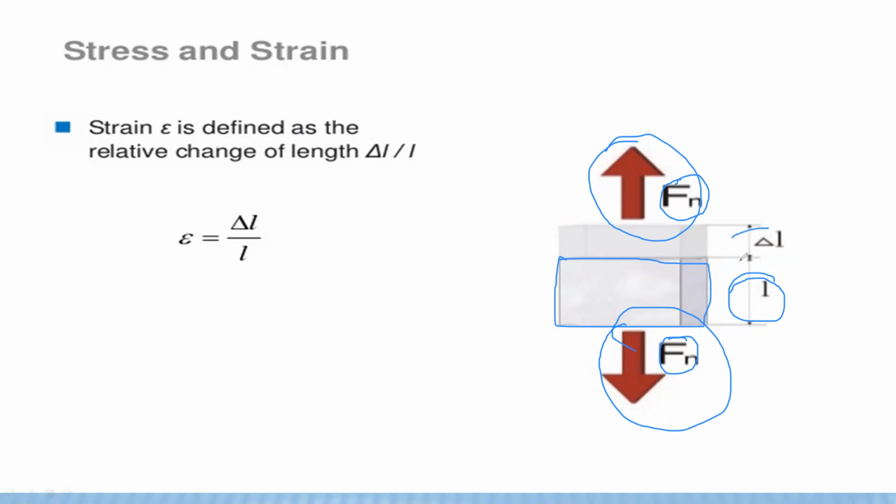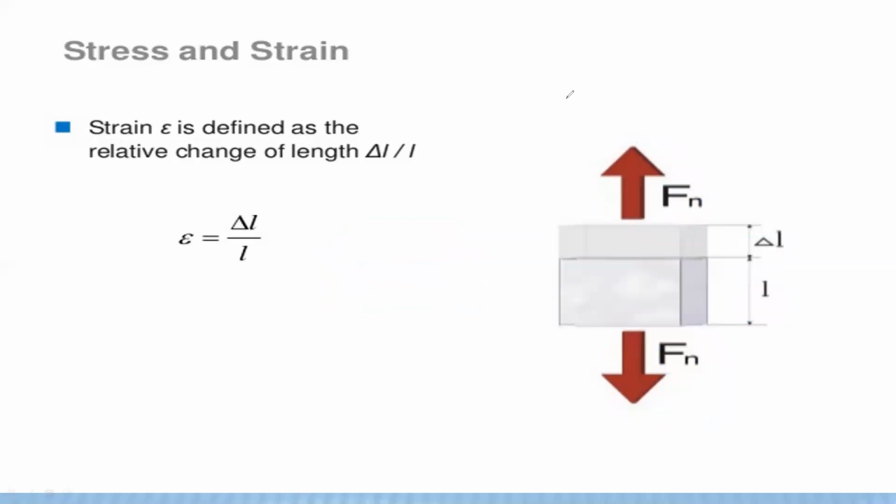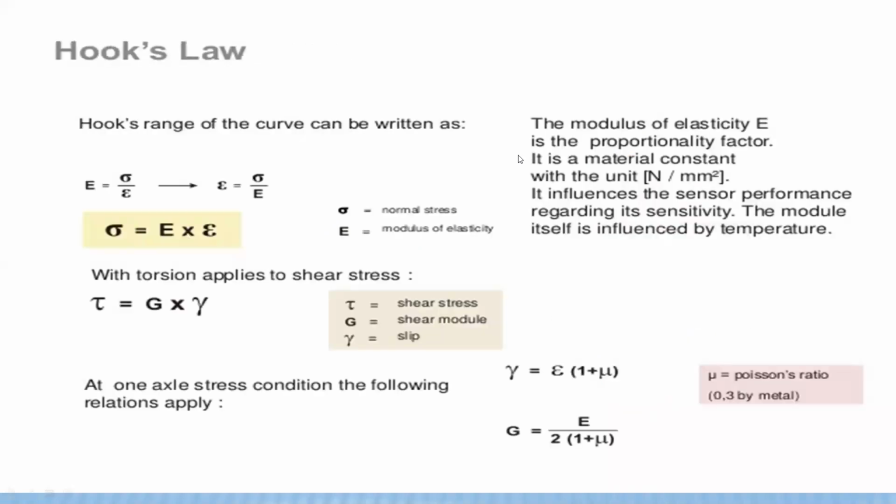You can observe it is delta L. The delta L means the change in length. Epsilon is equal to delta L by L. That means strain is equal to change in length by original length. So that is the strain occurred on one body.